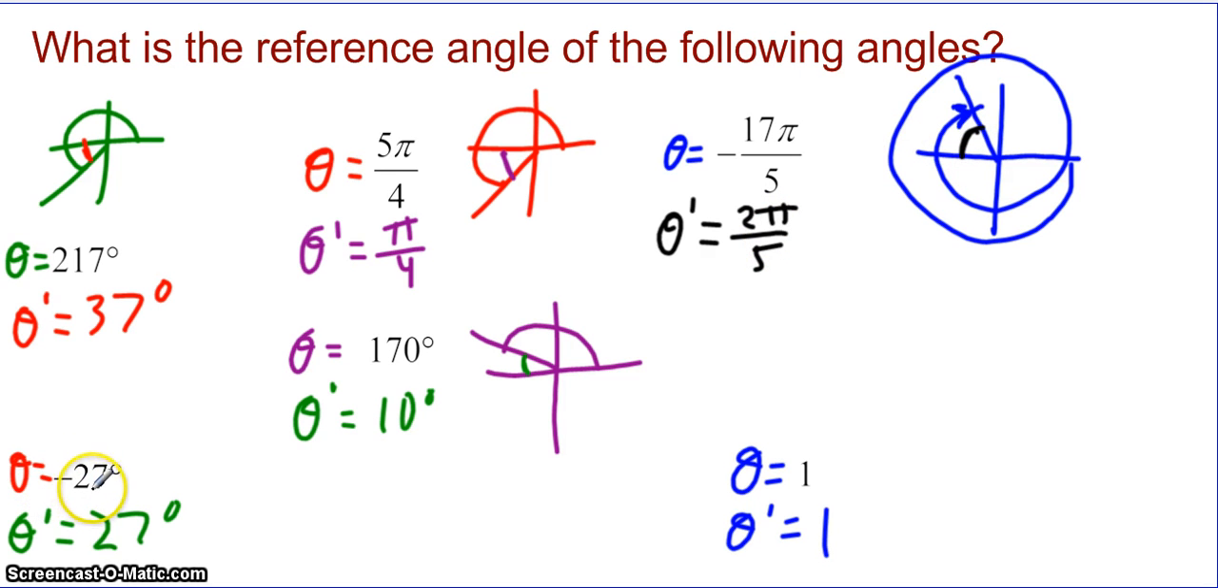I didn't draw a picture for this one because I was hoping it was pretty straightforward. If theta is negative 27 degrees, the reference angle is 27 degrees. If theta is 1 radian, the reference angle is also 1 radian. 1 radian is a positive acute angle.